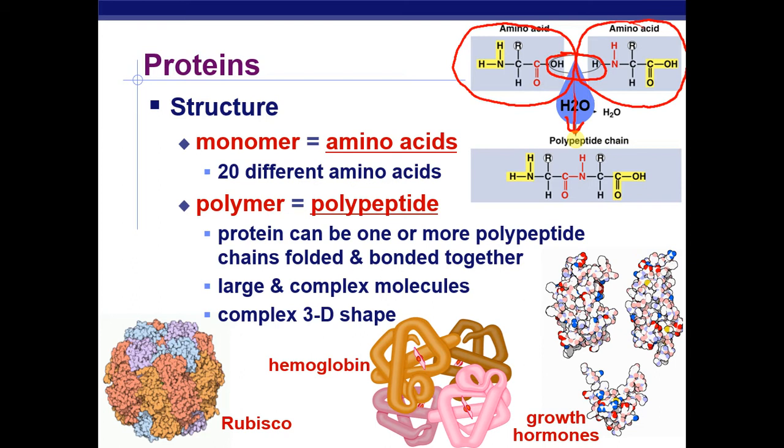Proteins are very large and complex molecules. Look at the ones on the bottom, hemoglobin and the human growth hormone. They have very large, complex 3D shapes, and that shape is very important. Just like a puzzle piece, where the shape of the puzzle piece tells you where it goes, the shape of the protein tells you what it can do, what its function is.